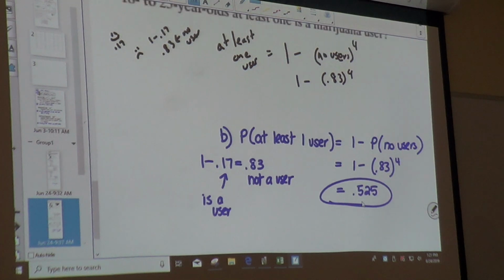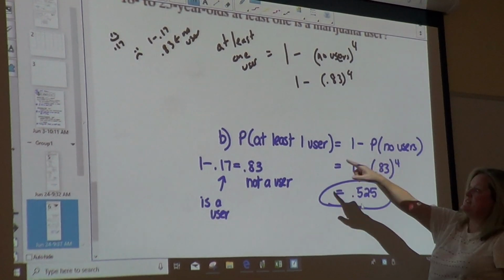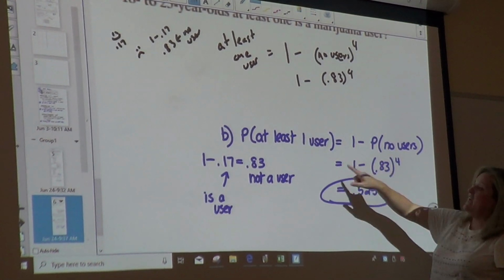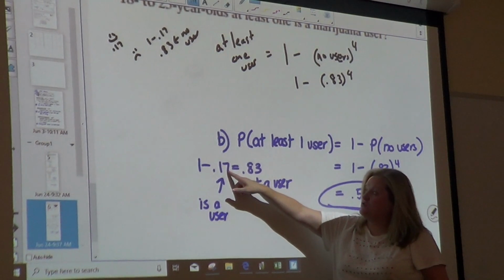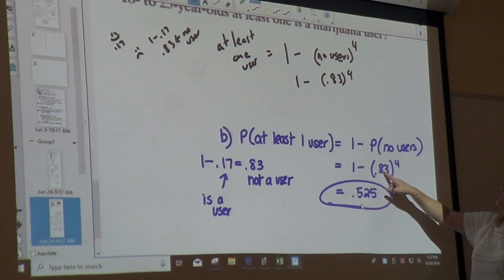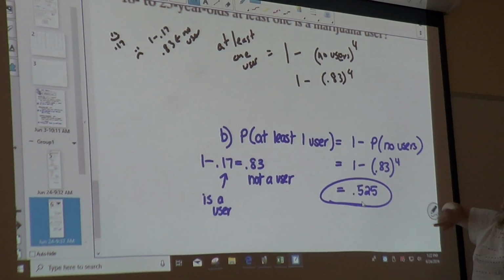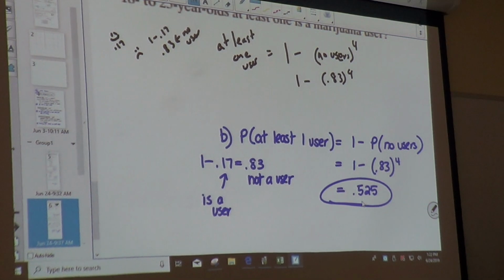The probability of one user is 1 minus the no users, because it said at least one. So we had to say that 1 minus a user is the no users, because it's the complement. So 1 minus the no user to the fourth, because it said choose at least 4 of them, and it's going to be 0.525.